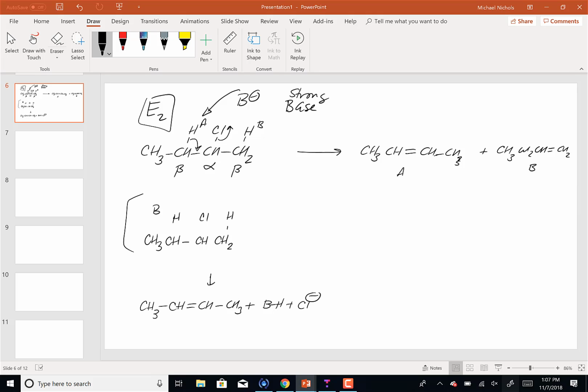So what's the transition state going to look like? What bonds am I making and breaking? I am forming a B-H bond, therefore partial bond. I am breaking the C-H bond, partial bond. I am forming the C=C double bond, partial bond. And I am breaking the carbon-chlorine bond. So the partial bonding scheme looks like that. Base grabbing the hydrogen, double bond forming, chlorine leaving.